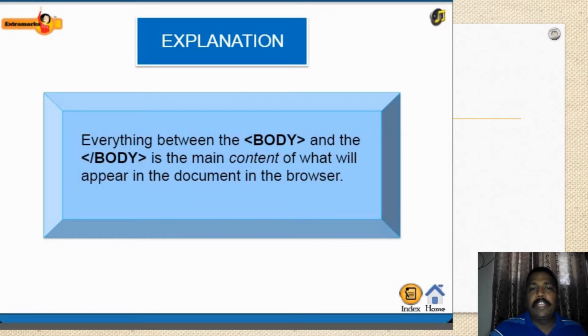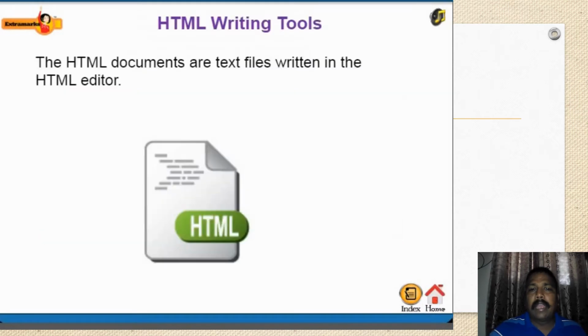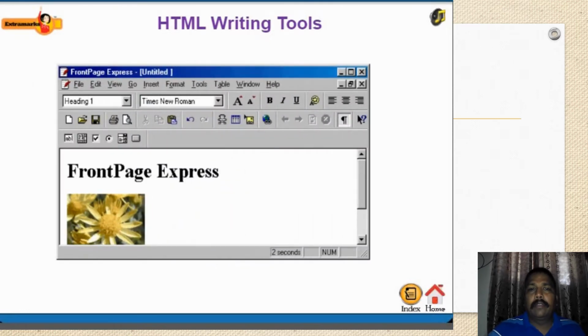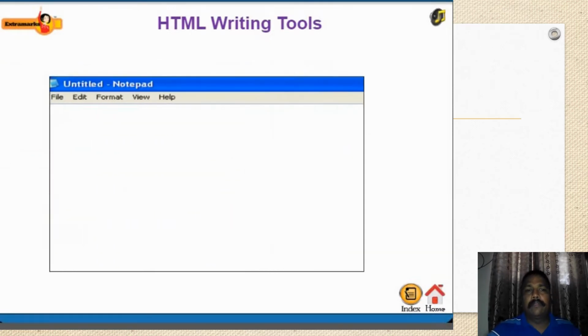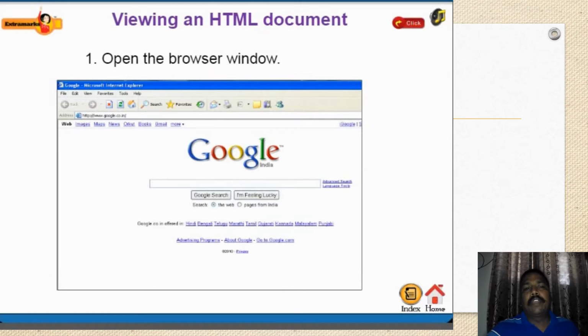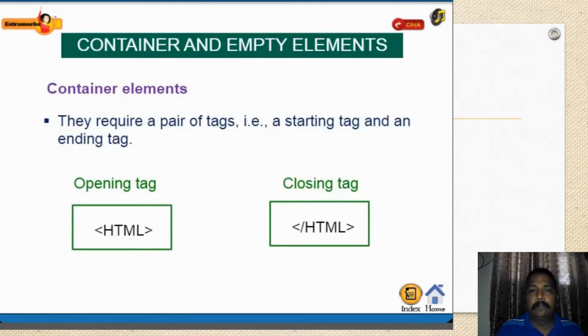Everything between the body start and end tags is the main part of an HTML document. HTML writing tools: for writing HTML, we need FrontPage or an HTML editor and a browser window. Whatever we write in an HTML editor, we open it in a browser window.